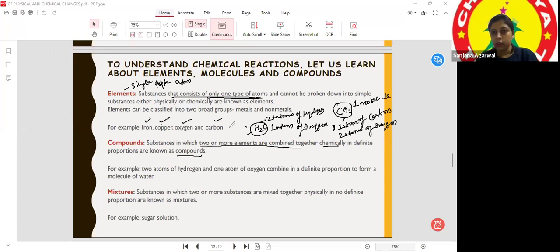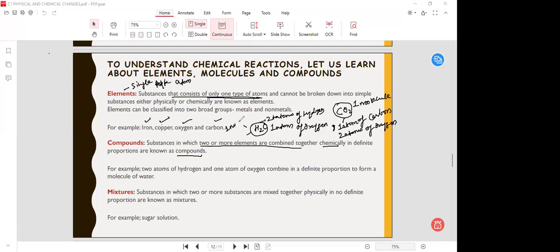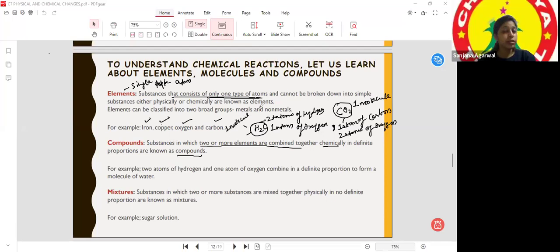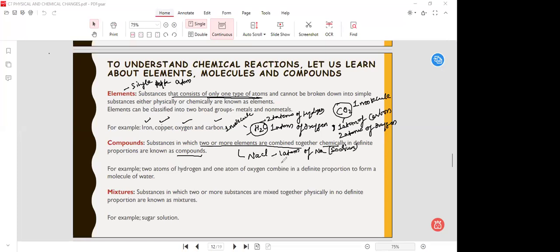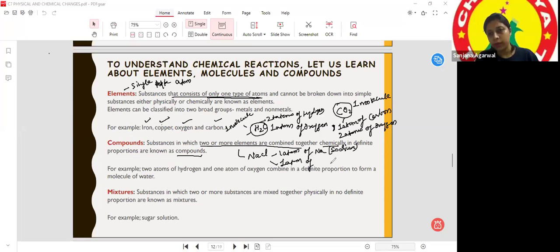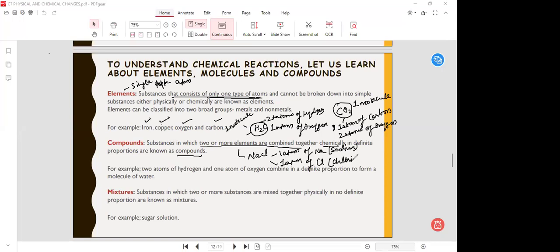Got it? Ma'am, can we say NaCl? NaCl, you can say, correct. One single atom of Na, sodium, and a single atom of chlorine, when they combine, it forms a compound. Good, great example. One atom of sodium. You know what is Na? Sodium, a type of metal. Yes, sir. And one atom of chlorine, a type of non-metal. Ma'am, sodium is an element.